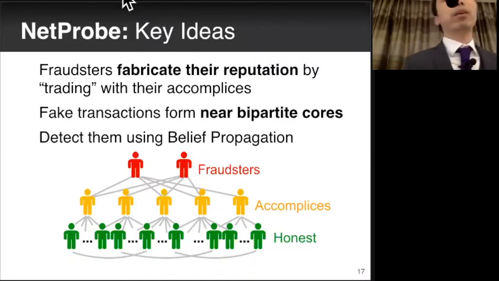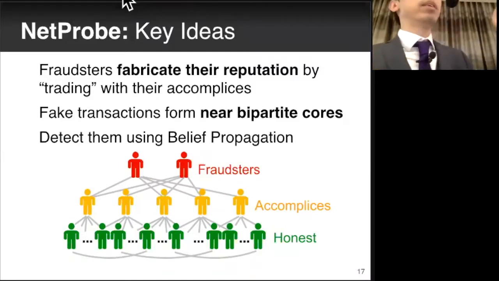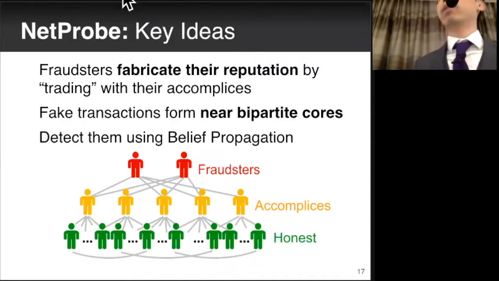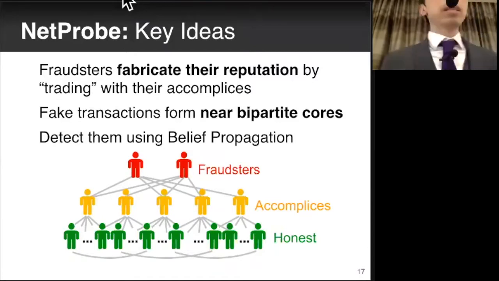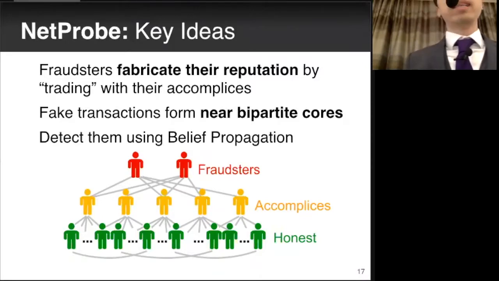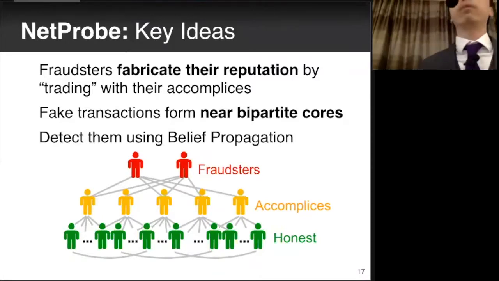So if you ever shop on eBay, you know next to your identity is a number, which is the aggregation between the positive feedback and negative feedback that you receive, right? So they try to create many accounts and then fabricate those accounts' reputation. More specifically, they will create 2 kinds of accounts. One we call the fraudster identities, the other the accomplice identities. The fraudster identities are the ones that eventually trade with the victim.